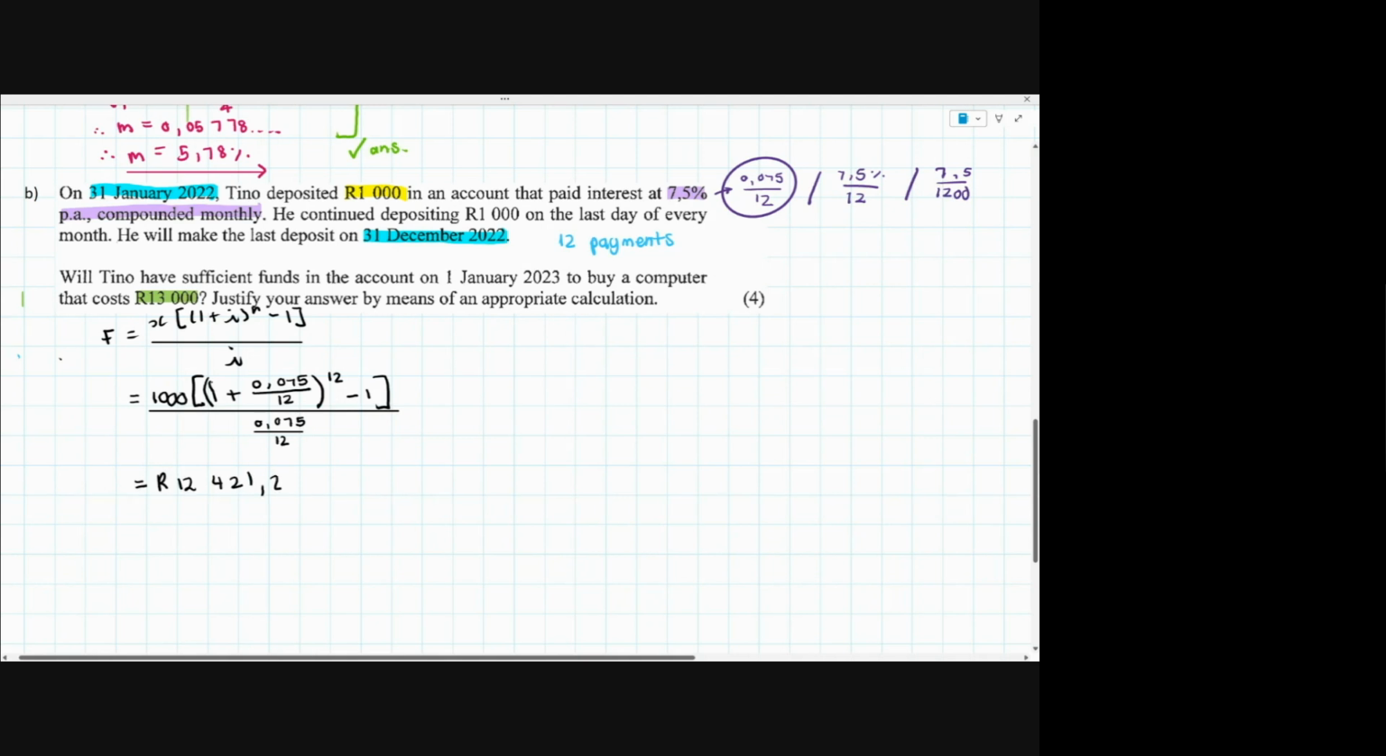12,421 Rand 22 cents. Now, remember, what we were trying to find out is how much we have in this investment and whether or not that amount will cover my 13,000 Rand laptop. Because it's not enough money. Remember, the question said, will he have enough funds? No, he won't.